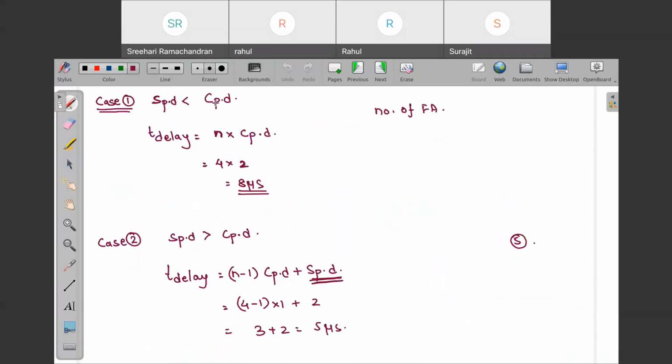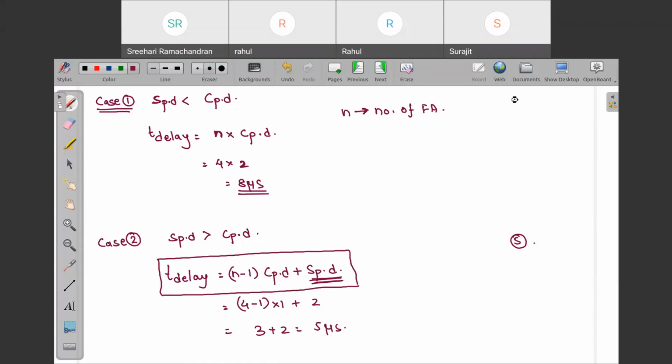Previously, when your sum was less than carry, we never waited for the sum to come. But when sum is greater than carry, at the last full adder, we need to wait for the sum to get generated. So that is why (n minus 1) CPD, CPD means carry propagation delay, plus SPD. So you can see, even if we directly put in the formula, we will be getting the answer. So there are two formulas that you need to memorize depending on the condition of sum propagation delay and carry propagation delay, where n implies your number of full adders.